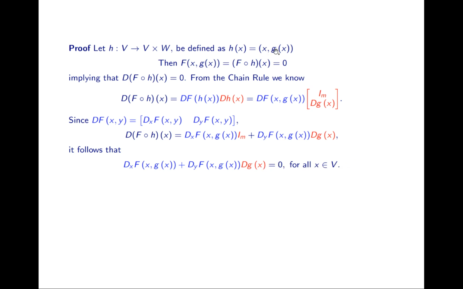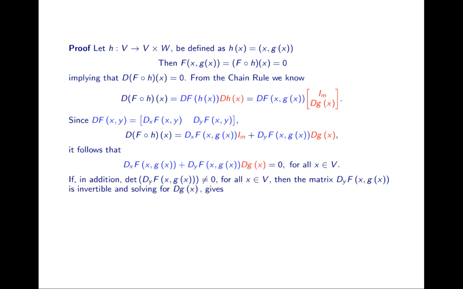Remember, V is the domain of G. Right? G is my implicitly defined function that maps x to g of x. And it's on the level set of x comma y equal to 0. So I have the expression I want. And if the derivative of this term is non-zero, then I can solve for the derivative of g, giving me this.